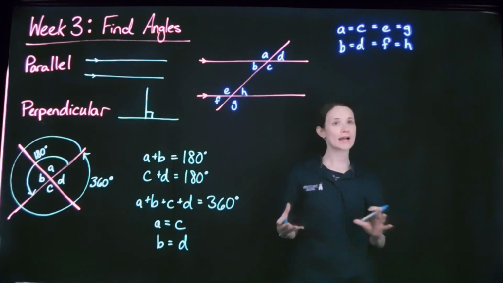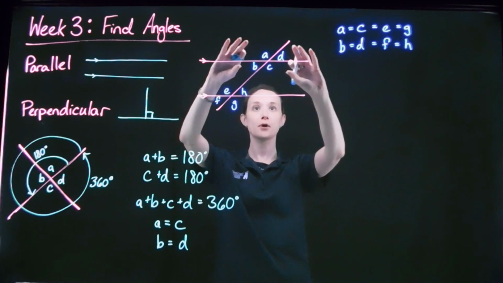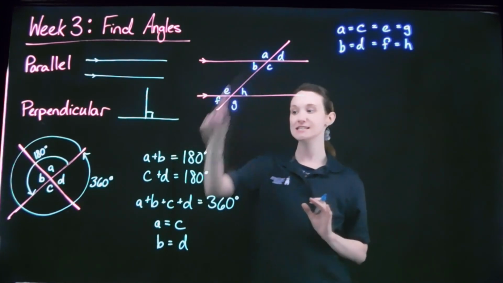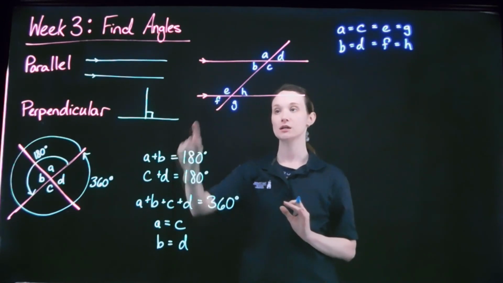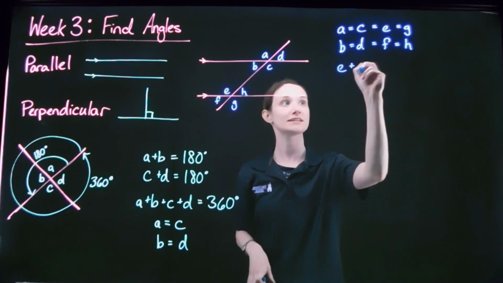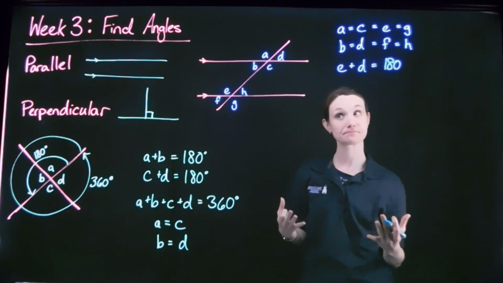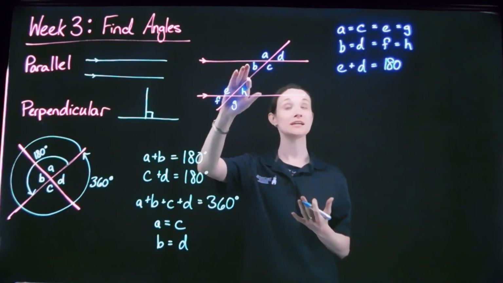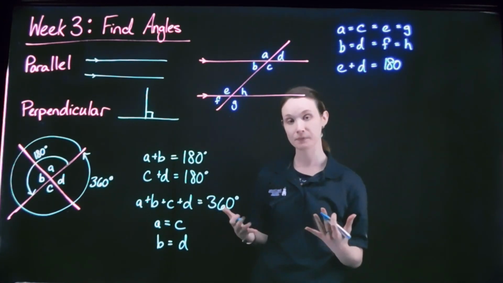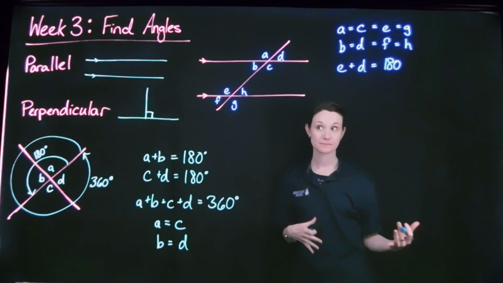That means I could actually start adding up angles that are around different parts of the parallel line. So we said that if A plus D is 180, I could sub in E. So something like E plus D is still equal to 180 degrees. G plus B, G plus D, still all 180. Kind of handy when we're thinking about roadway design.